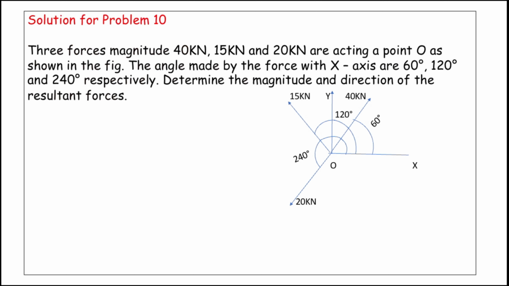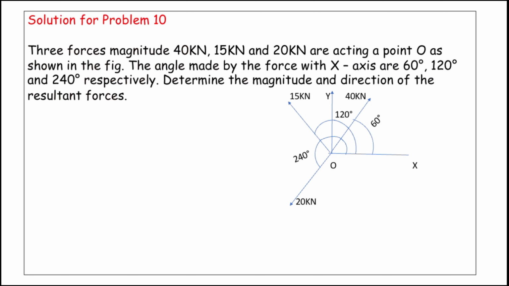Now determine the magnitude and direction of the resultant of the forces. So we have to find the resultant force with its direction. See the diagram given below. We have the point O. From that point I have drawn the axes x and y, and the forces: 40 kilonewton at 60 degree from the x-axis, 15 kilonewton at 120 degree from the x-axis, and 20 kilonewton at 240 degree from the x-axis.